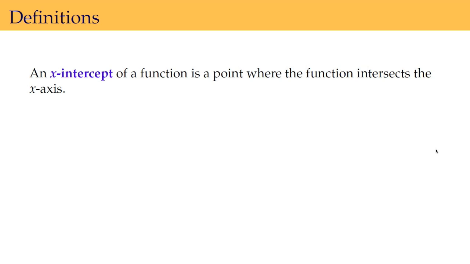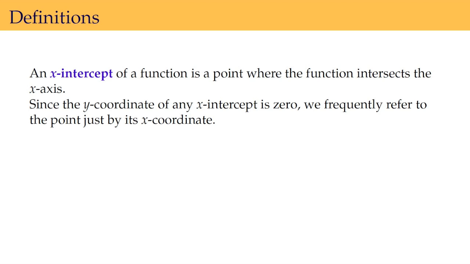That intersection could involve crossing, or it could involve just touching the x-axis and turning around and heading back the same way. But as long as it intersects the x-axis, that's an x-intercept. And since the y-coordinate of any x-intercept is 0, we frequently refer to the point just by its x-coordinate. This is sort of a shorthand because an x-intercept is technically a point and has 2 coordinates, but this has just become the way to refer to it, and we will follow that convention.